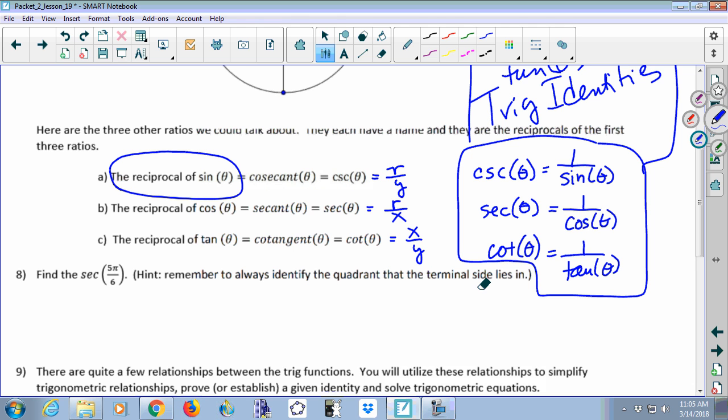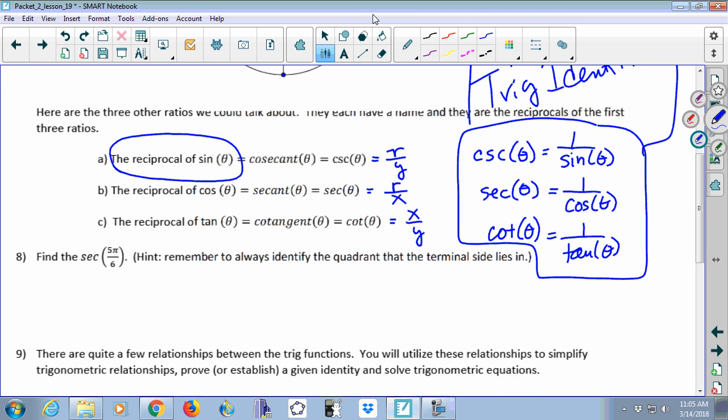But before I even do that, you should get familiar with just drawing little baby pictures all the time of a circle. And we need to always, before I even start the problem, say, where does 5 pi over 6 lie, what quadrant does the angle 5 pi over 6 lie in? Can you draw it on your paper? See if you can get yourself a little picture, and then I'll put it in.